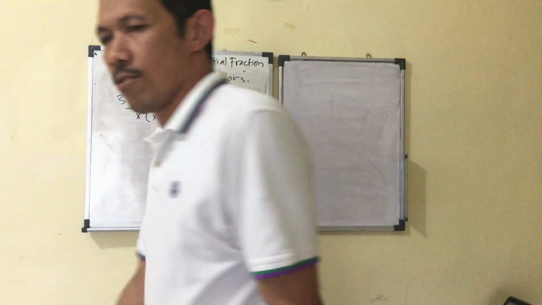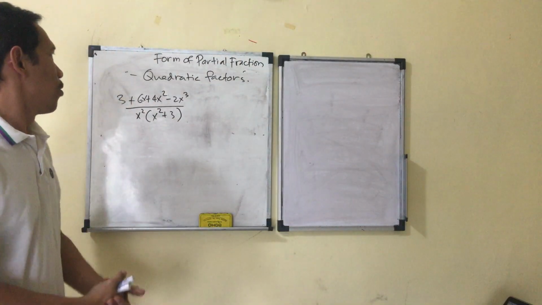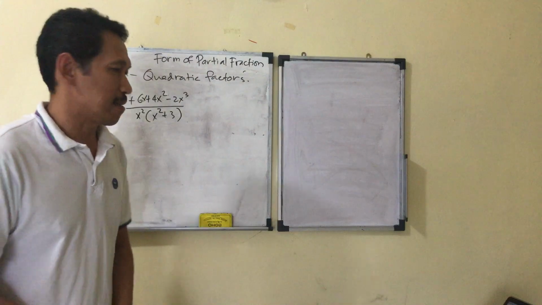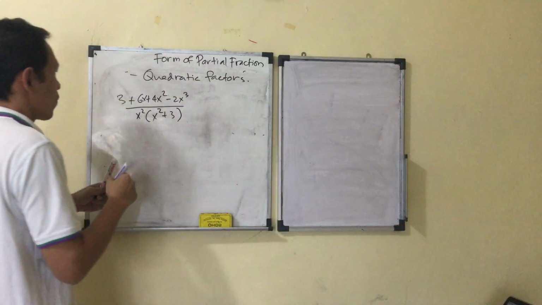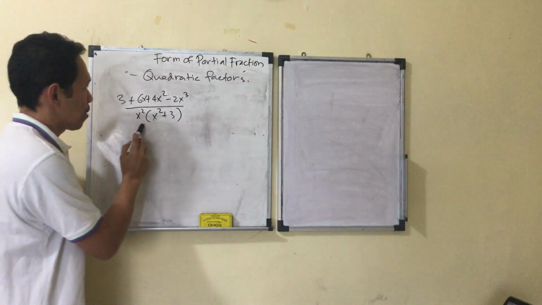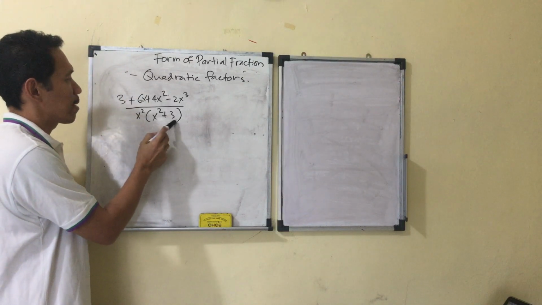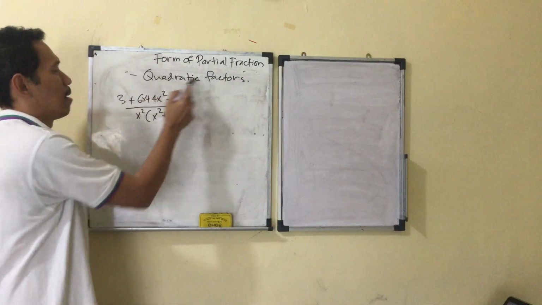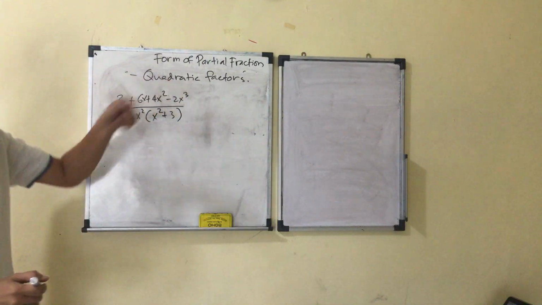To the last part of our lesson today, which is on quadratic factor form of partial fractions, which is part 3. Alright, so we have these examples here. If you look at the denominator, it shows that there's x squared in the bracket. So what does it mean? It means that the denominator for this fraction is actually in terms of a quadratic.